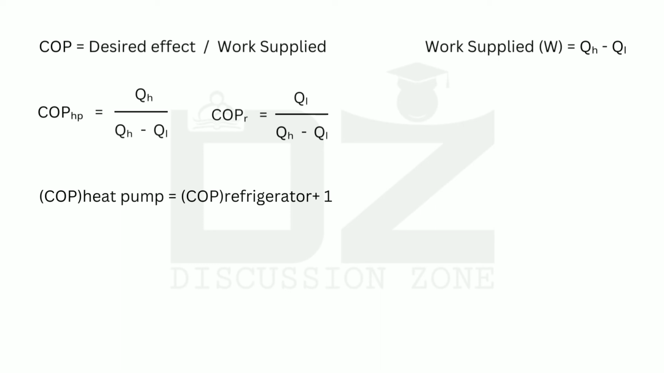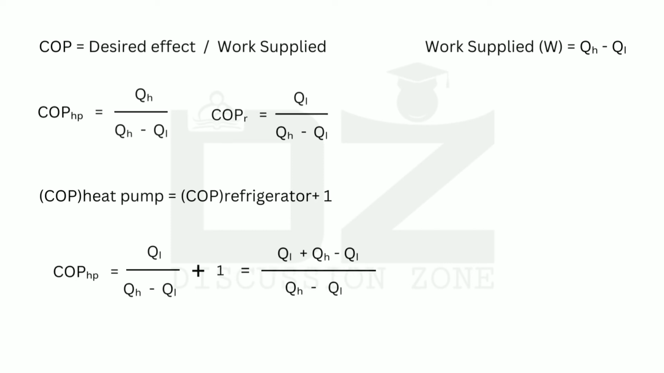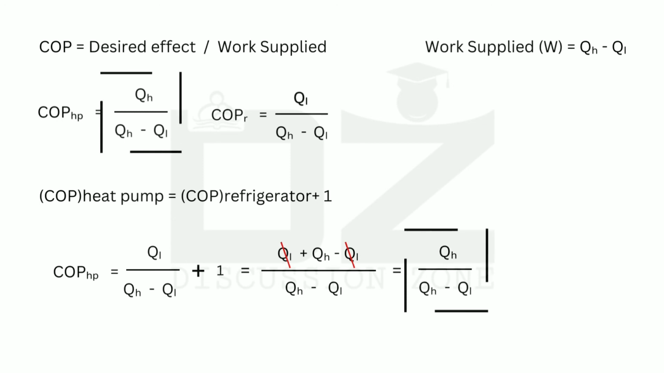Now apply the formulas in this equation and let's see how it works. COP of heat pump is equal to the COP of refrigerator plus 1. Just simplify this equation. As you can see, the COP of heat pump has arrived as a solution. The heat rejected to the hot sink is greater than the heat absorbed from the cold source. So the heating COP is 1 greater than the cooling COP.